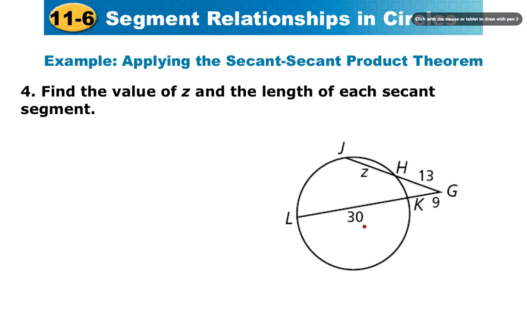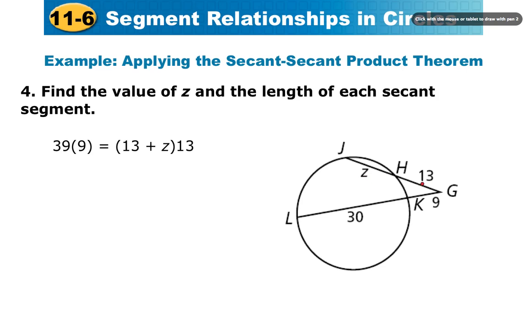Problem number 4, we're going to apply that same theorem, 1162. Once we apply the theorem, this is what you're going to be working with. This is the length of the secant, LG, which is 30 plus 9, times the external, which is 9. And then you go to the other secant.